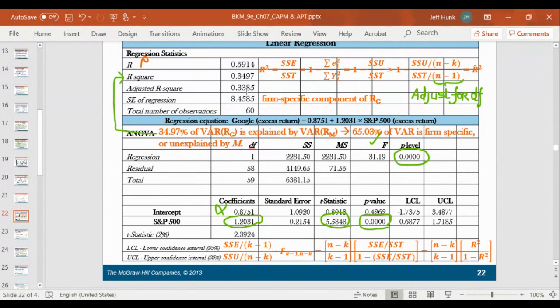So here, our adjusted R square is 0.3385, which is smaller, right? Smaller than just R square, and the standard error of regression is 8.4. Standard error is the standard deviation of the error terms, right? The residuals, which is basically due to the firm specific component. So this is the firm specific component of Google's excess return.